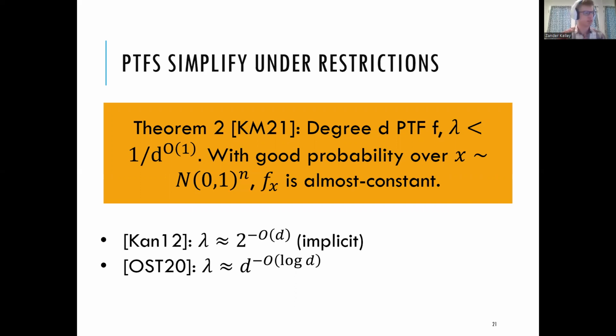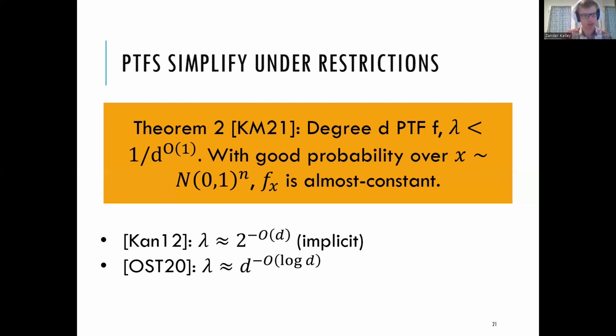And just comparing this to what was done before, there's a similar type of statement, at least implied by both of these earlier works, Kane 2012 and Lovett, Servedio, and Tan. So in both of those cases, you have to set lambda smaller. So in the first work, you have to set it very small, like exponentially small in the degree, to get a non-trivial outcome. And then it was shown in the more recent work that you could set it to be quasi-polynomially small. And then in our work, we're saying you only need to set it to be polynomially small.